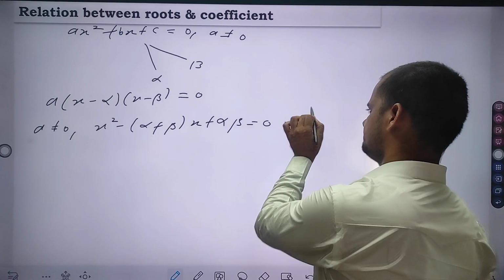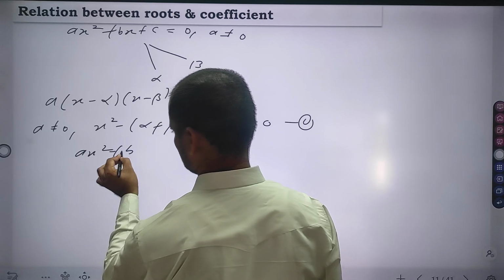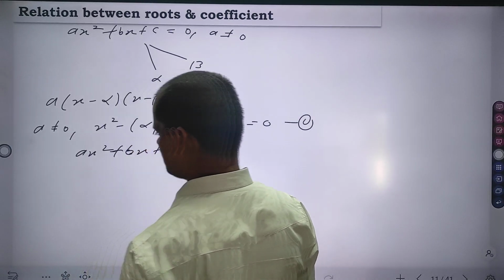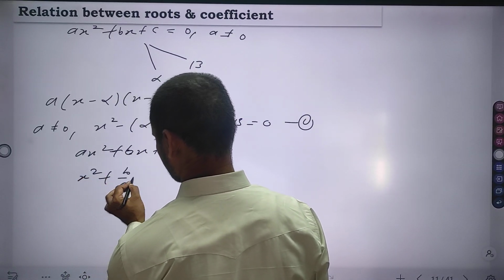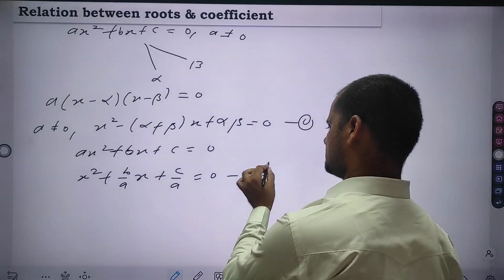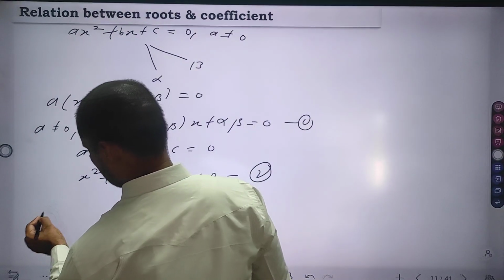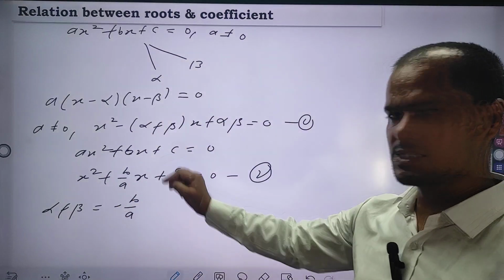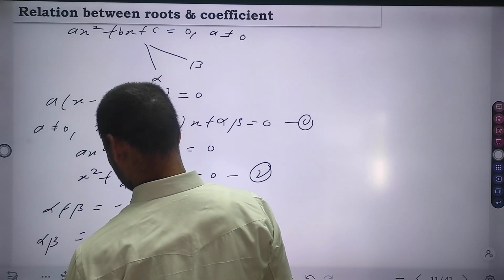This is equation first. And we know that ax square plus bx plus c equal to 0. Dividing by a, the complete equation becomes x square plus b upon a into x plus c upon a equal to 0. This is equation number 2. Now comparing both equations, we find alpha plus beta equal to minus b upon a, and alpha into beta is c upon a.